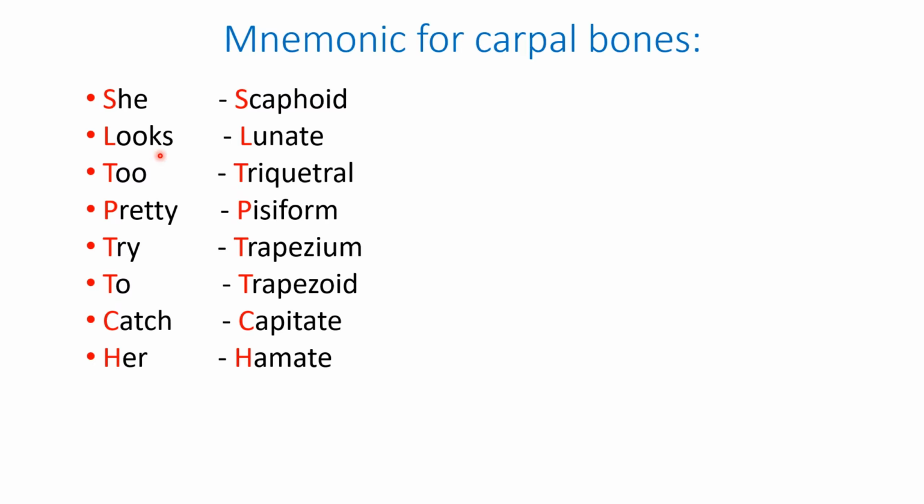So the mnemonic is: she looks too pretty, try to catch her. She for scaphoid, looks for lunate, too for triquetral, pretty for pisiform, try for trapezium, to for trapezoid, catch for capitate, then her for hamate. So the mnemonic is: she looks too pretty, try to catch her, for the scaphoid, lunate, triquetral, pisiform, trapezium, trapezoid, capitate, and hamate. So that is the mnemonic for the carpal bones of the hand.